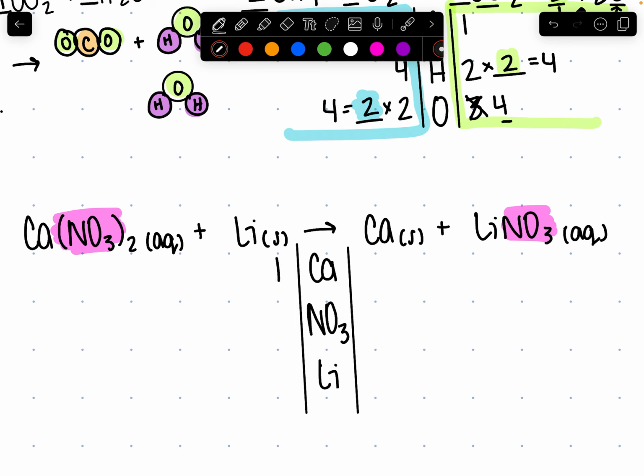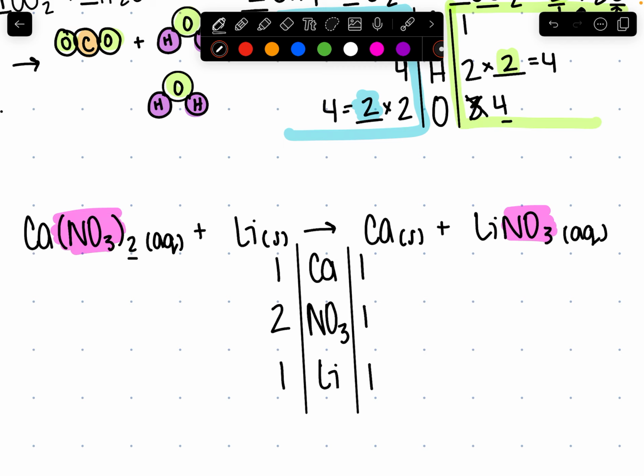For calcium on the reactant side, I have 1 of them. I have 2 nitrates on the reactant side, thanks to that little subscript there. And I have 1 lithium. On the product side, I have 1 calcium, I have 1 nitrate, and I have 1 lithium. So it looks like currently the only thing that's not balanced are my nitrates. So again, I can't manipulate the actual chemical formulas because that would be changing the identity of the chemical. What I can manipulate are my coefficients.